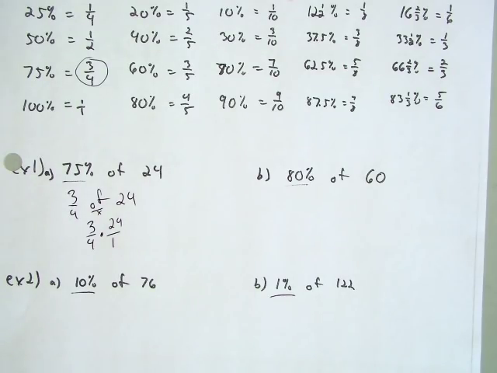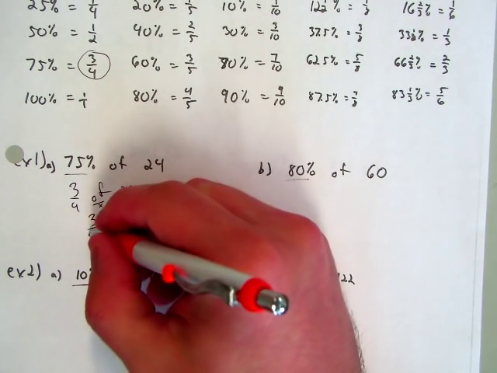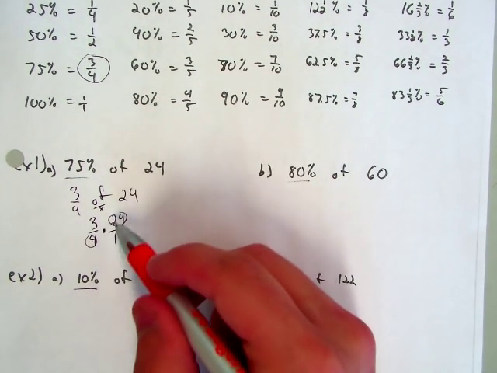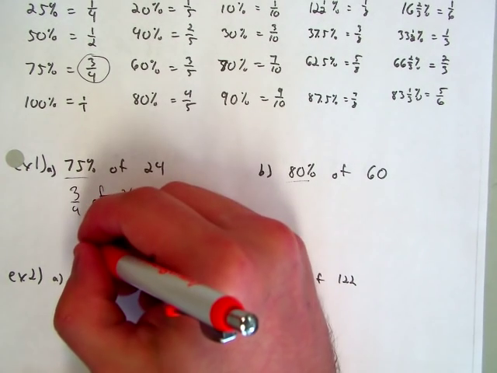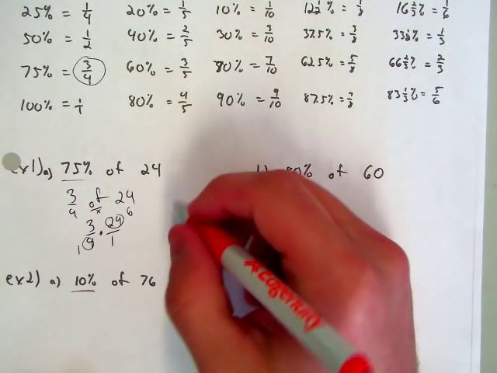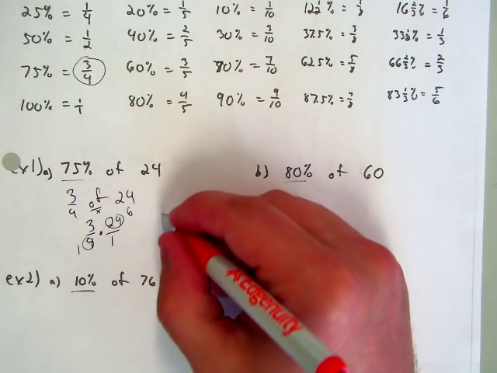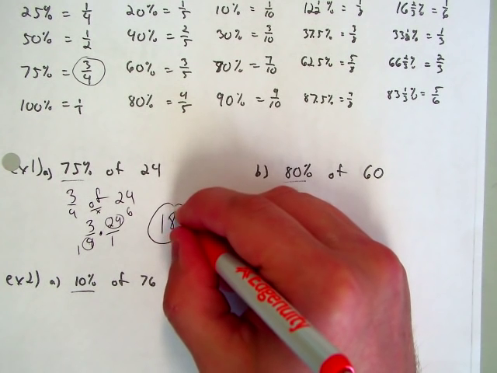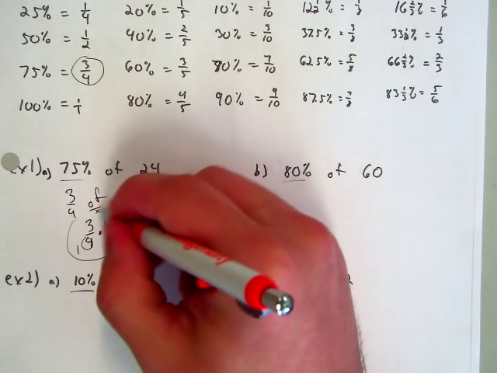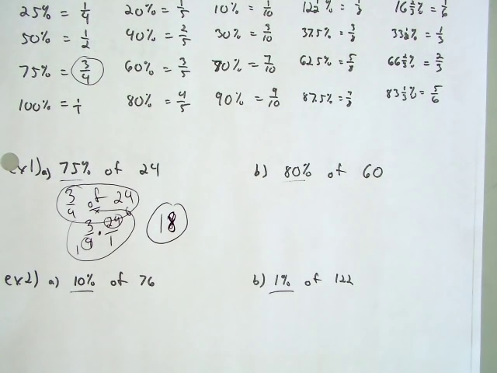And we can look at this and do mental math. We can cross cancel here. 4 and 24 have a common factor of 4. So I can pull 1 four out of 4 and 6 fours out of 24. So this is really 3 times 6. So 75% of 24 is 18. This all right here should be done in your head. That's what it means by doing it mentally. This should all be done in your head.